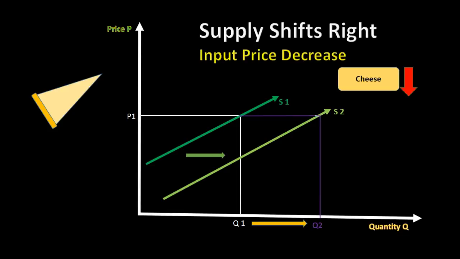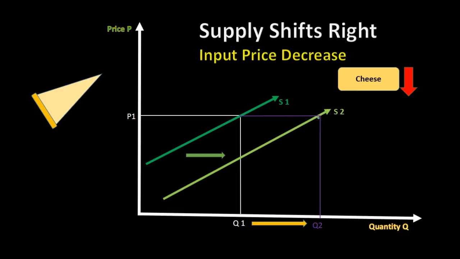So now we're going to say that if input prices decrease, this is going to be another item that will shift the supply to the right, meaning input prices, in the case of pizza, something like cheese. If the price of cheese went down, well, now more pizza can be produced at the same cost. What's that going to do to the quantity produced? That's going to increase the quantity produced in a similar way.